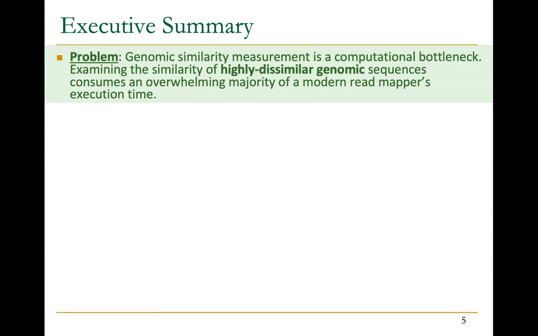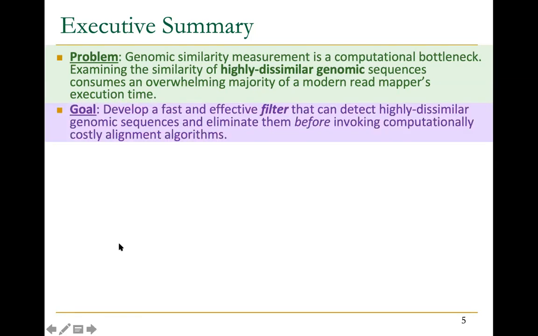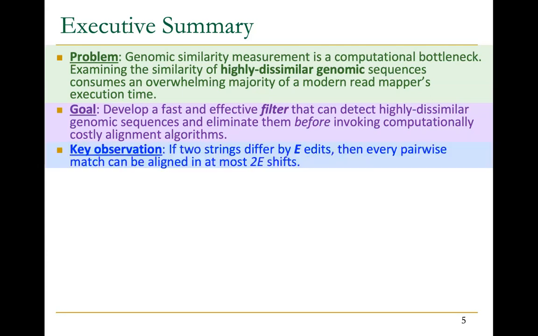We leverage this information: whenever two sequences have too many differences exceeding that threshold, let's not use this expensive algorithm for these particular genomic sequences. So our goal is to develop a fast and effective filter that can tell us whether the number of edits exceeds a threshold or not. This kind of filter can detect highly dissimilar genomic sequences and eliminate them before invoking this computationally expensive step.